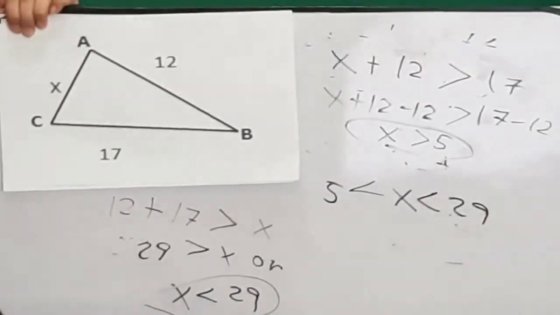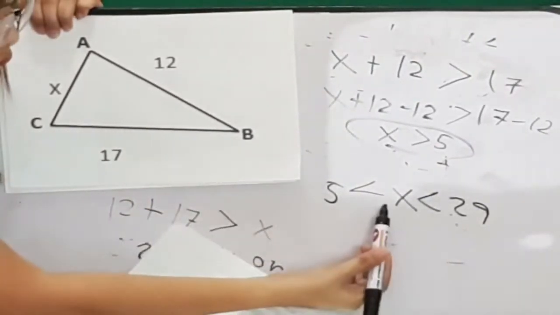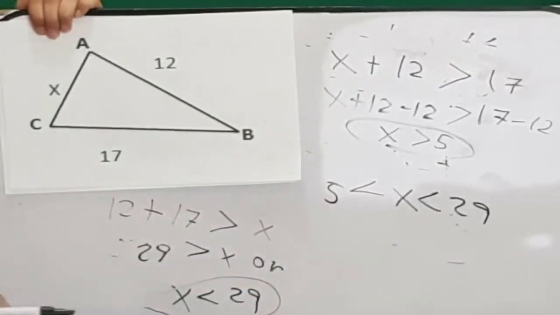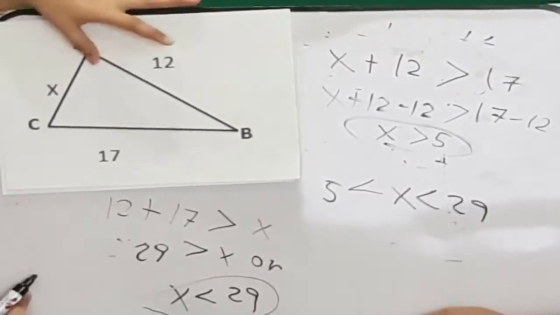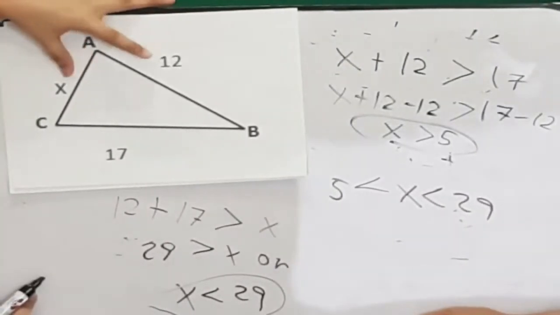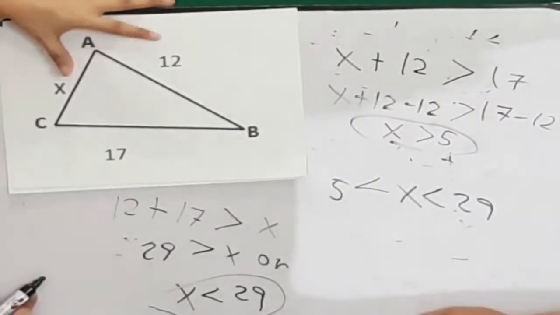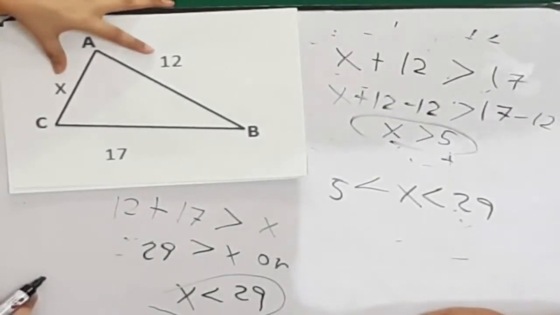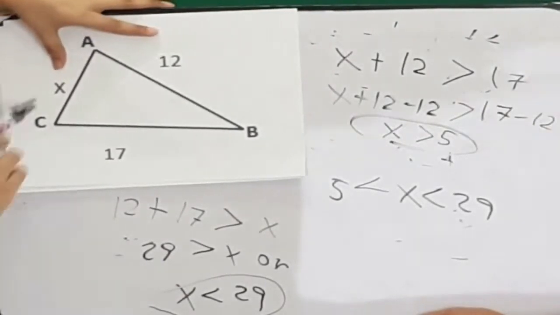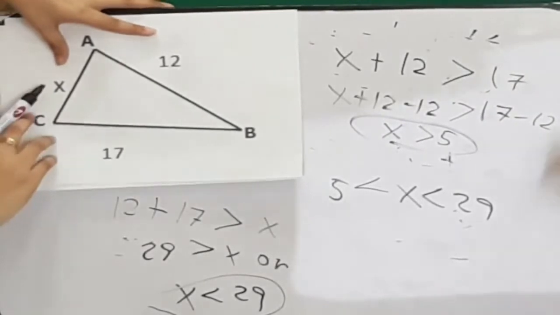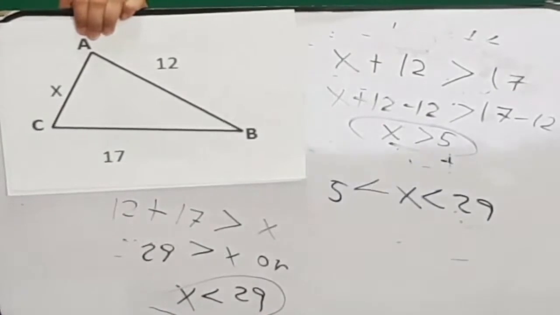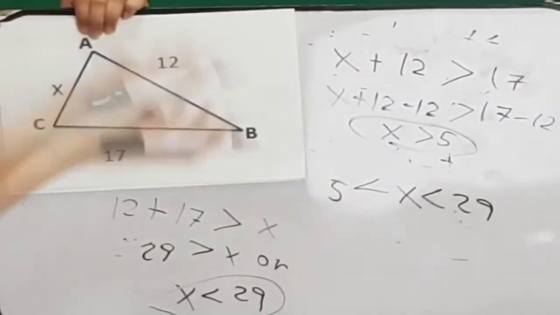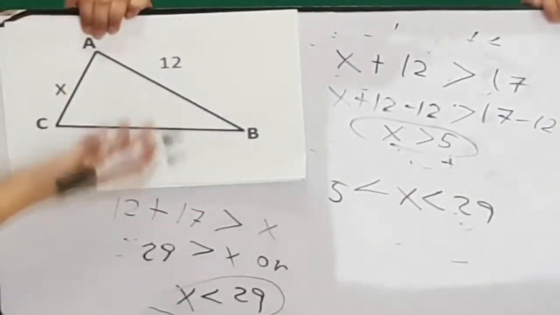And then, how about x should be greater than 5? Why can't x be 5 or below? Because if we add 12 and 17 here, and then add 12 plus 5, let x be equal to 5. 5 plus 12, that is 17. 17 is not greater than the third side, which is 17. So the sum should be greater than the third side.